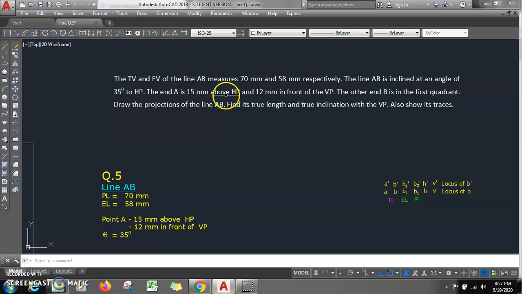The end A is 15 mm above HP, 12 mm in front of VP. So the position of point A is given: 15 mm above HP, 12 mm in front of VP. The other end B is in the first quadrant. So this is the data given about point B. So the complete line is in the first quadrant only. Draw the projections of the line, find its true length and true inclination with VP. So they are asking to find the true length, and the inclination with VP is phi. Also show its traces.